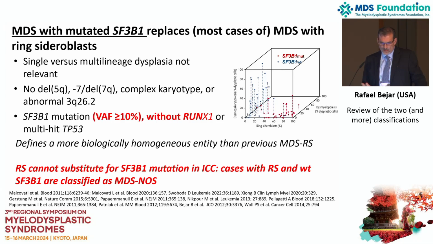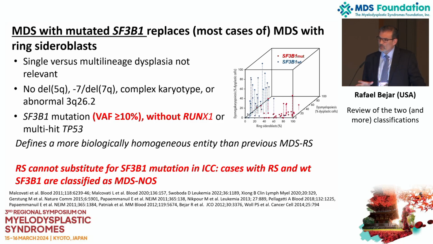So mutated SF3B1 now replaces most cases of MDS-RS, and that's true for both groups. The single versus multi-lineage dysplasia is not relevant in either the ICC or in the WHO, although there may be a difference there even within this category. And there are certain other abnormalities like del5Q, abnormalities of chromosome 7, complex karyotype, MECOM rearrangements, that would exclude a patient from being in this MDS with SF3B1 mutant group.